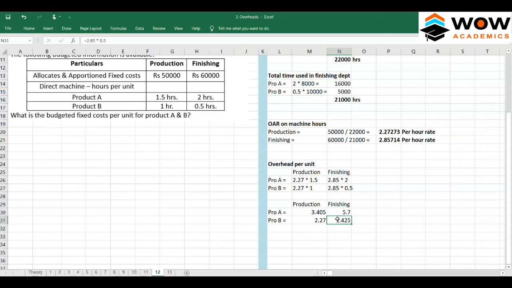Right, so our consideration was the cost per unit. What's the budgeted fixed cost per unit for A and B. So the budgeted fixed cost per unit for both the items would be, A incurs a cost of 3.4 in production, plus it also incurs 5.7 in finishing. So that comes to 9.1. And in the same way, B incurs a cost of 2.27 and 1.425. So this is the answer here.